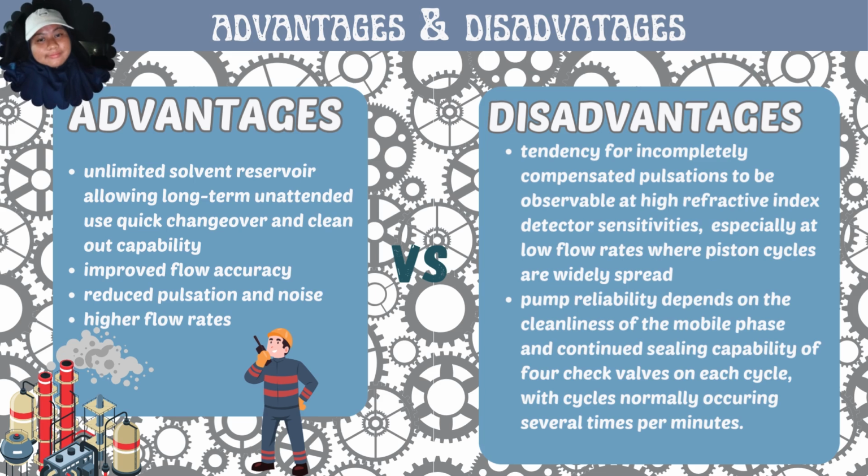However, dual piston pump also has its own disadvantages. The first disadvantage of dual piston pump is there is a tendency for the incompletely compensated pulsation to be observable at high refractive index detector sensitivities, especially at low flow rates where piston cycles are widely spread.